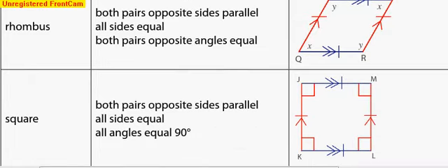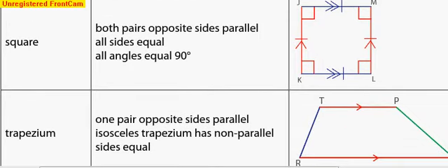Next we focus on our square. The square, just as the rhombus, has all the sides exactly the same, so all 4 sides the same length. And also as for the rhombus, the opposite sides are parallel. So the blue side JM runs parallel to KL. The red side JK runs parallel to ML. And in this case, other than the rhombus, all the angles are 90 degrees.